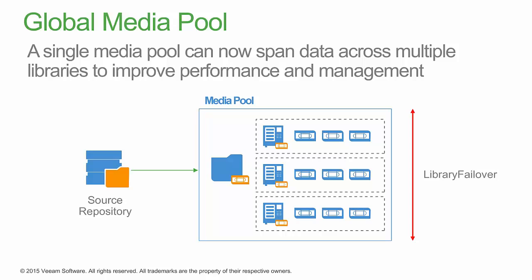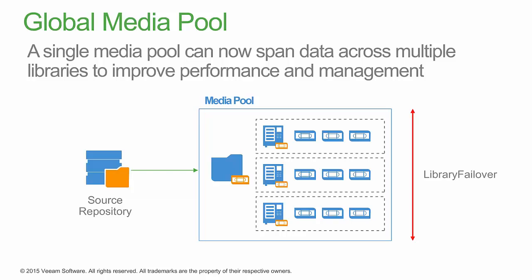With version 9, a media pool can span multiple libraries. So for example, you could have 2 or more libraries with a media pool spanning both, enabling you to do failover perhaps. So you'd have the main library where the backups would go, but if that wasn't available, you could fail over to a secondary library without any problems.